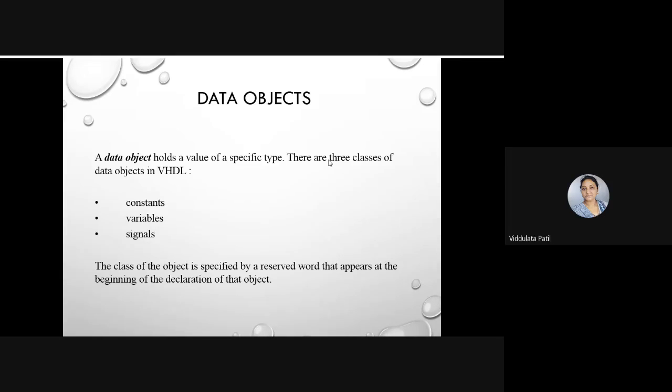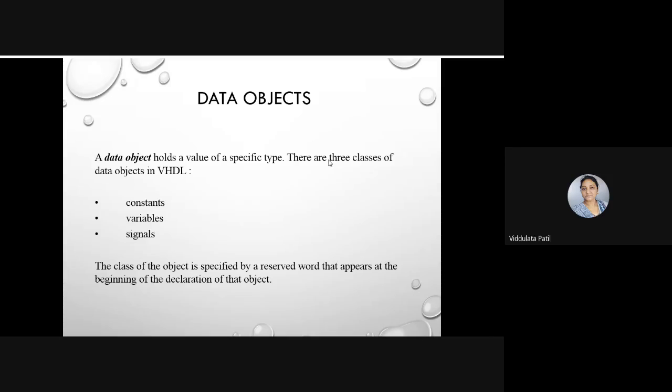Now, there are different data objects in VHDL. A data object holds a specific value of a specific type. In VHDL, there are three classes of data object: one is the constant, then variable, and signal. So these are the different classes of the data object in VHDL.